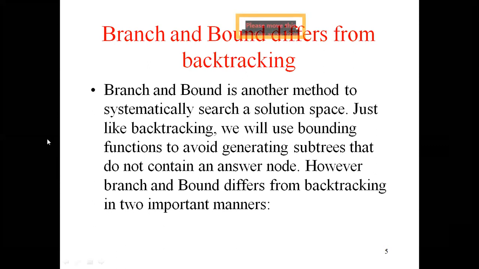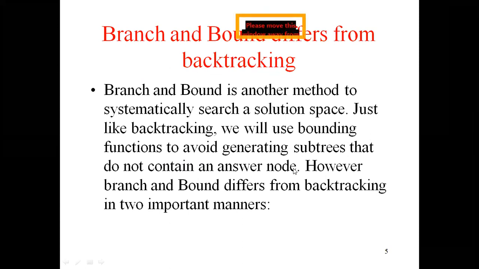differs from backtracking in two important manners. We have the backtracking technique already explained. So what is the difference? Branch and bound is another method to systematically search a solution space. We are finding the solution. Just like backtracking, we will use bounding functions to avoid generating subtrees that don't contain an answer node.